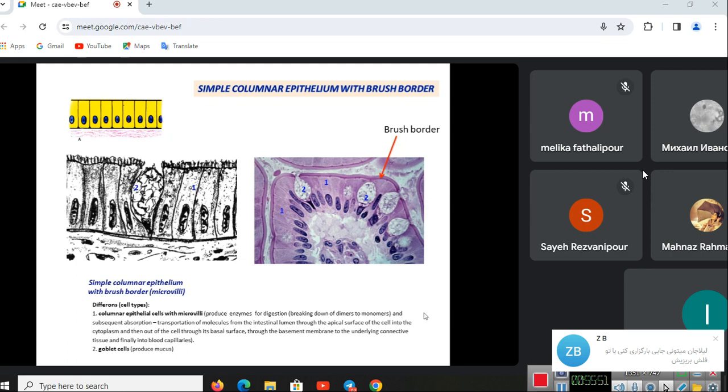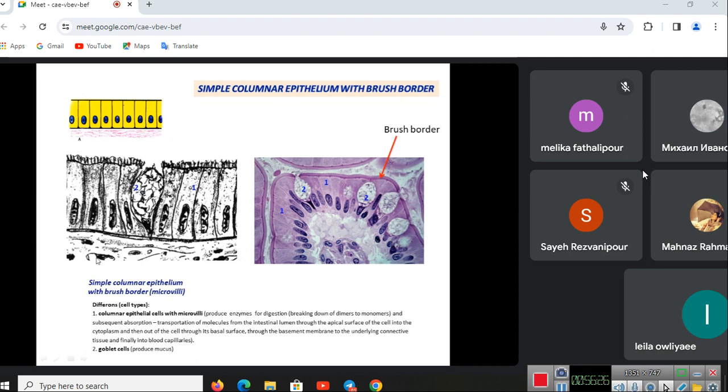Absorption means that those monomers, like amino acids and monosugars, go from the lumen of intestine through the cell membrane of microvilli into the cytoplasm of these cells. And then these molecules go through the cytoplasm, then go out from the cells through their basal surface, then through basement membrane, into the underlying connective tissue, and then into blood capillaries with the help of diffusion process. And this is how we absorb our food.